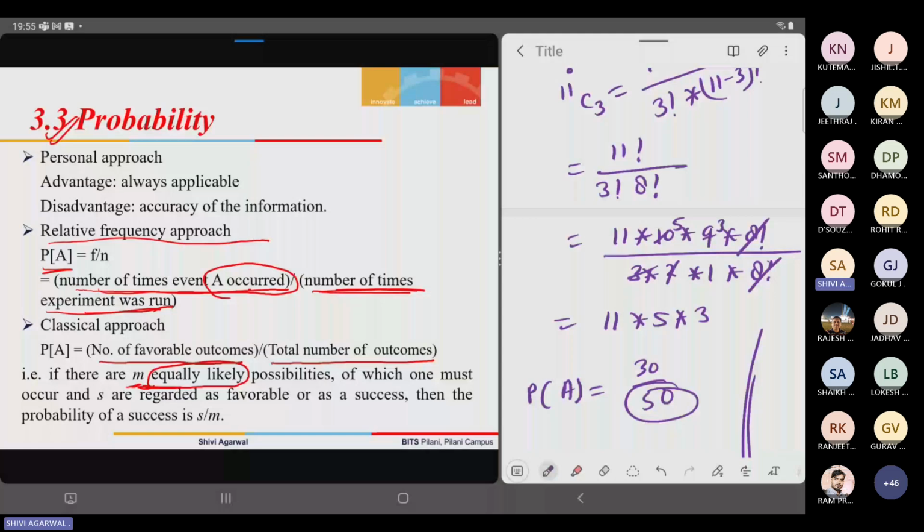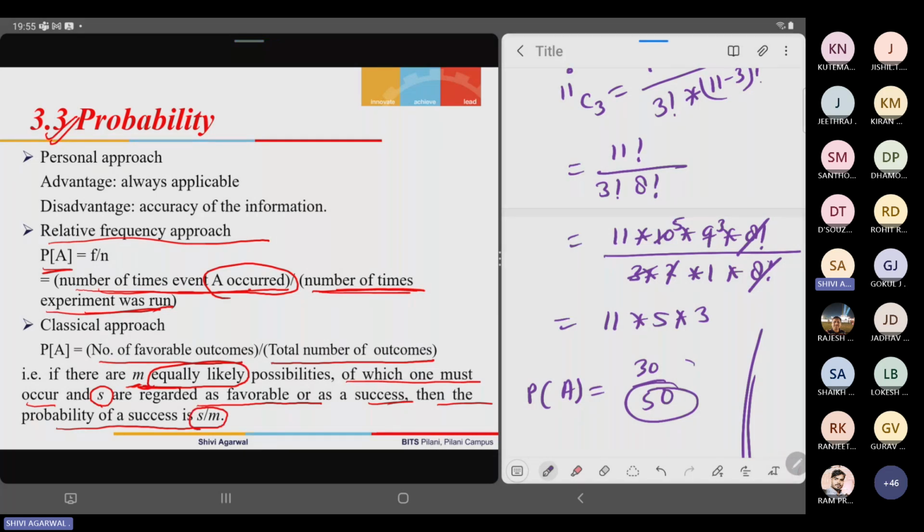I will do it. Don't worry. Okay. So out of which one must occur and S are regarded as favorable or a success. Okay. So then the probability of success is S by M.